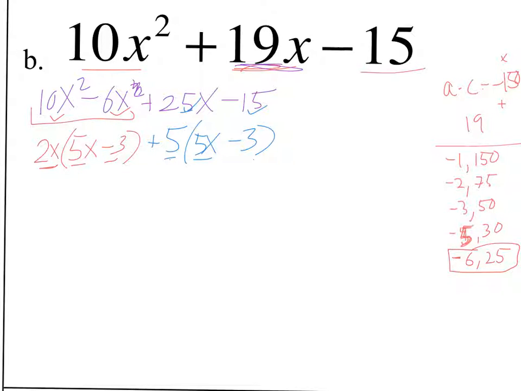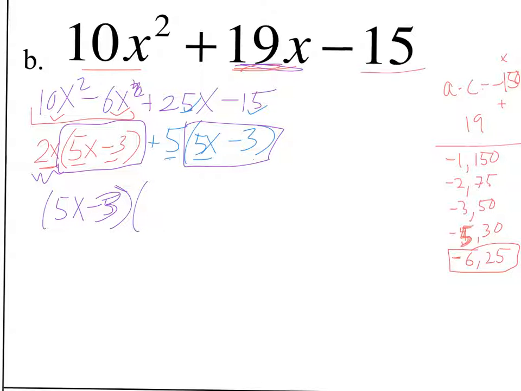Nice. At this point, we look at our common factors again. Now I've got a 5x minus 3 in common. I'm going to undistribute that. So 5x minus 3, and my remaining pieces are 2x and plus 5. This is fully factored. In this problem, we don't have to solve anything. We don't have an equation, so we're just trying to factor this completely, which at this point we have done.